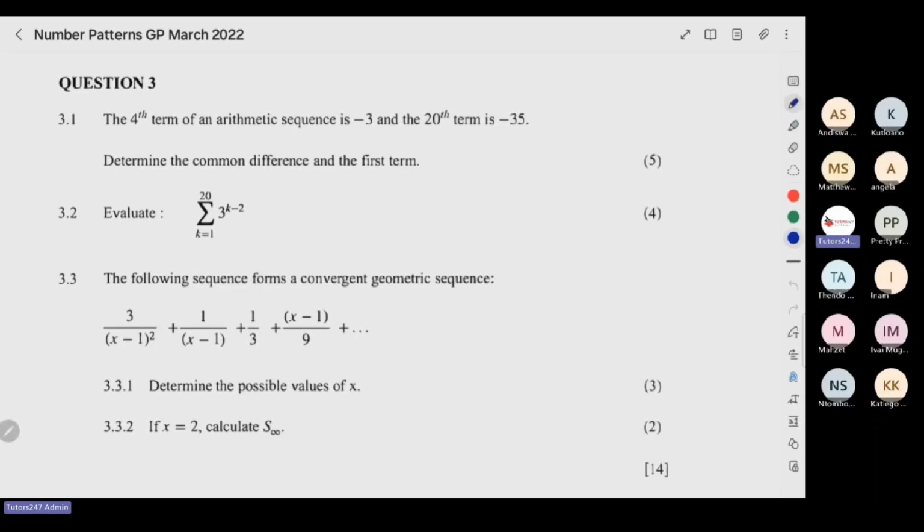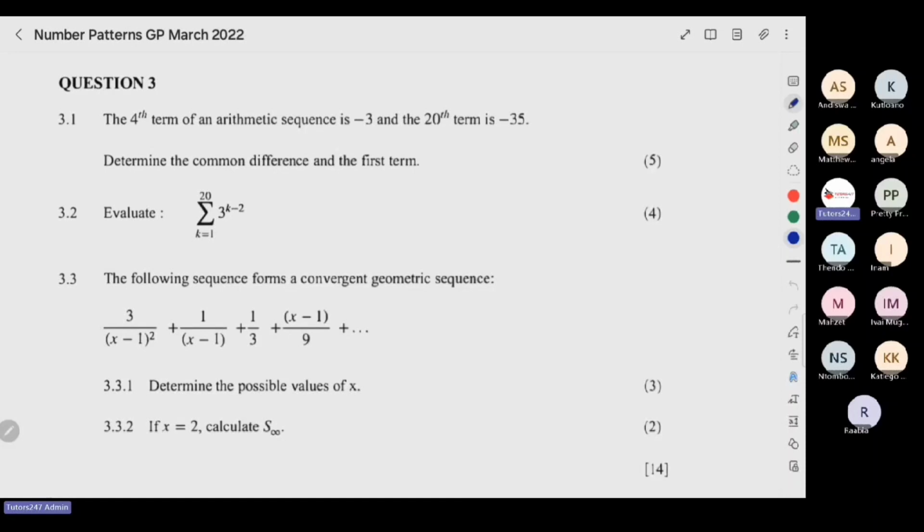So 3.1 states the fourth term of an arithmetic sequence is -3 and the 20th term is -35. Determine the common difference and the first term. So we need to find D and we need to find A. We are told that the fourth term is equal to -3 and the 20th term is equal to -35.